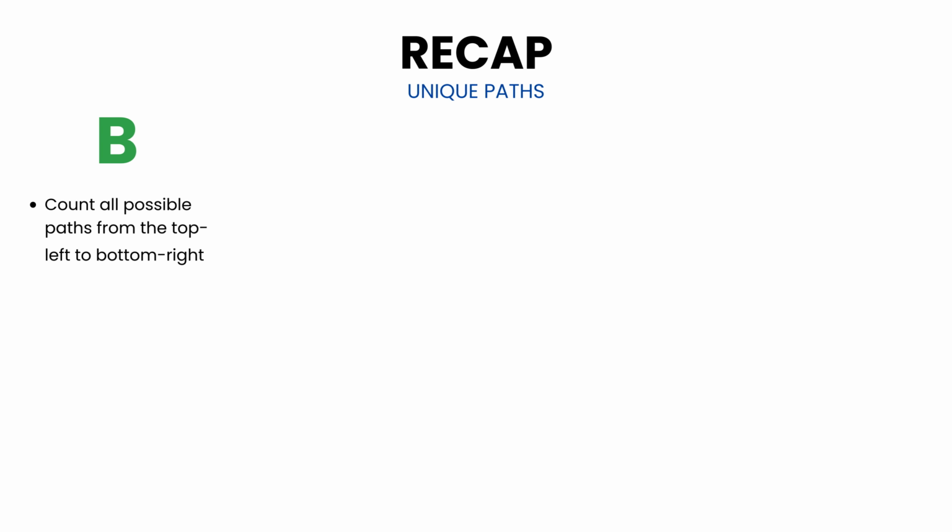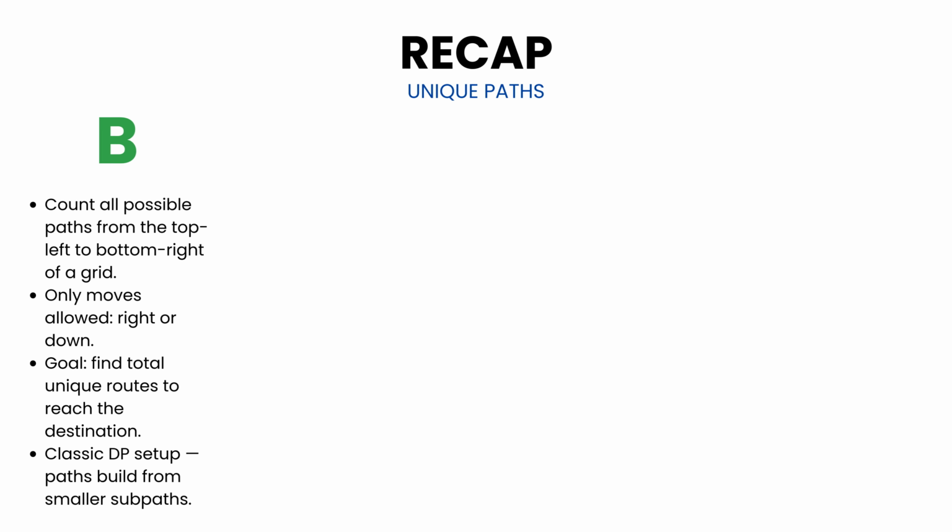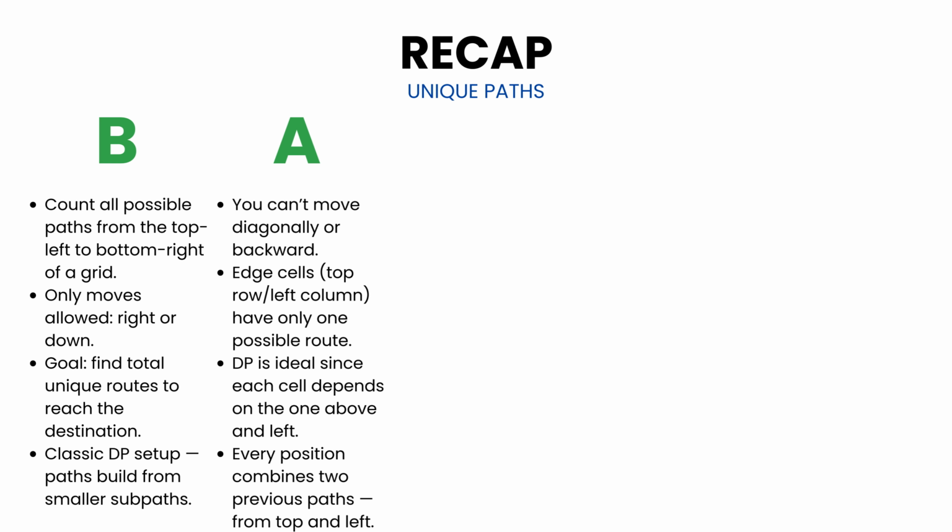Breakdown recap. Conceptually, the task is simple. Find how many ways a robot can travel from the top left to the bottom right corner of a grid, moving only right or down. Every path you count builds from these two possible moves, and our goal is to track them systematically. Approach recap. We realized brute force would explode in complexity, so dynamic programming was the smart approach. The key insight was that every cell's number of paths depends on just two previous cells, the one above it and the one to its left. Once we got that recurrence relation down, the problem became straightforward.